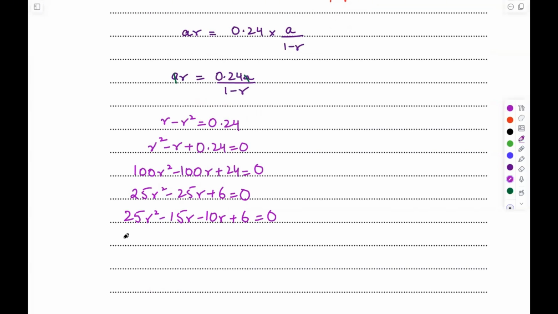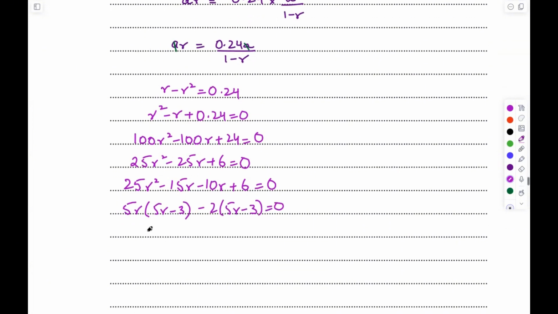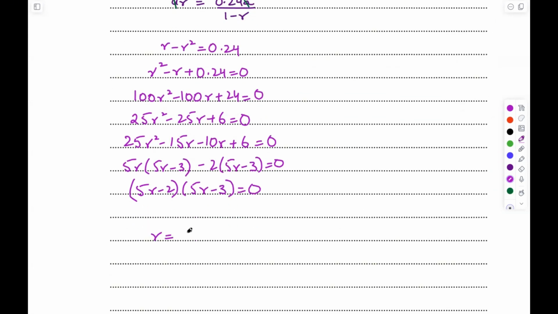Now taking 5r common from here, we'll get 5r minus 3, and taking 2 common, this will become 5r minus 3 equals 0. Simplifying, we'll get 5r minus 2 and 5r minus 3 equals 0. So the two values of r will be r equals 2 upon 5 and r equals 3 upon 5.